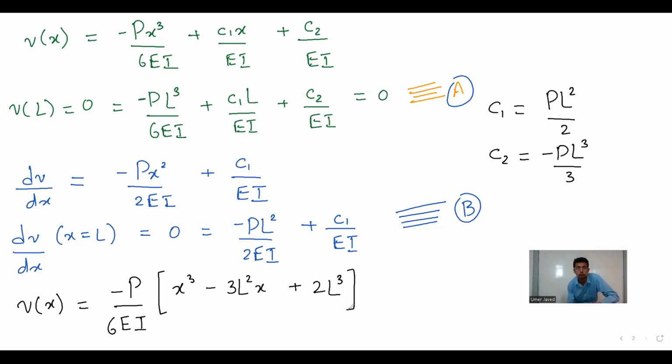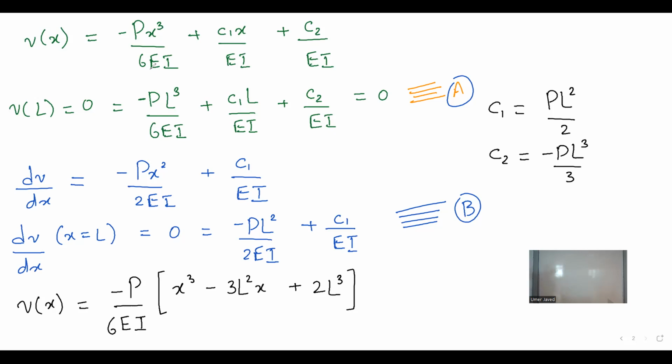So what I did is I put the C1 here, PL square over 2 whatever, and C2 here, minus PL cube over 3 whatever. But I had already pulled out the 6. Can you double check? Ghazal, you are with us, right? Just take 2-3 minutes. I just pulled out the common. If you don't like me taking it out, that's fine. You can just write it in a simple way: minus PX cube over 6 EI. True. You double check.